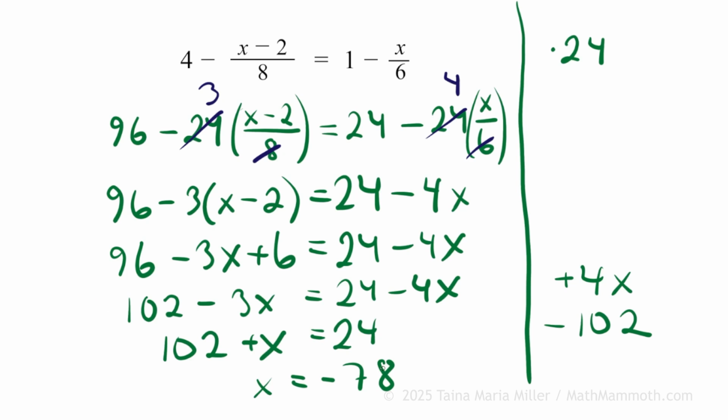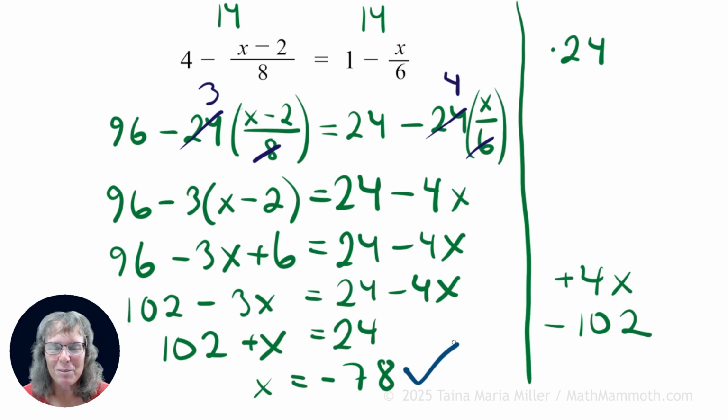Now at this point it will be good to check with the original equation, is this really the correct root? Negative 78 here, minus 2, that's negative 80. Divided by 8 is negative 10. So on this side we get 4 minus negative 10 or 14. And here, negative 78 over 6 is negative 13. So we get 1 minus minus 13, that's 14 also. So yes, it checks and all is well. All right, we're all done with this one.